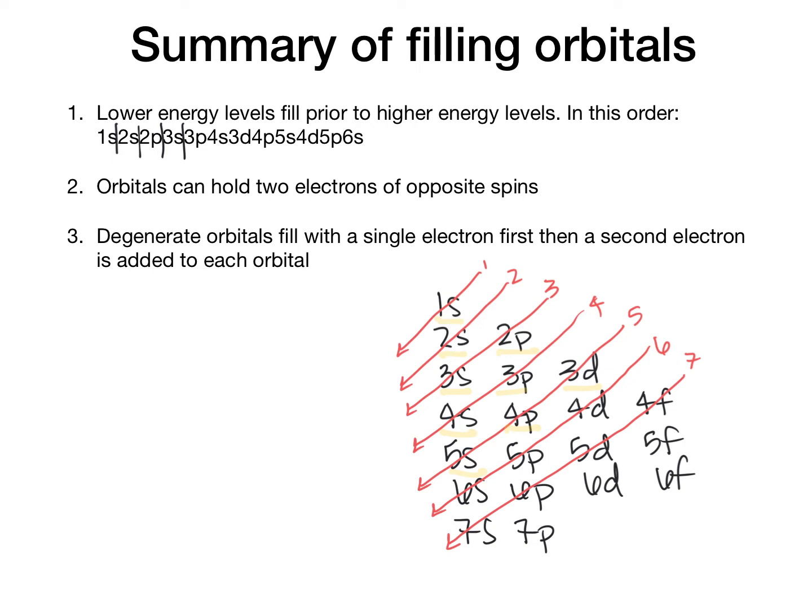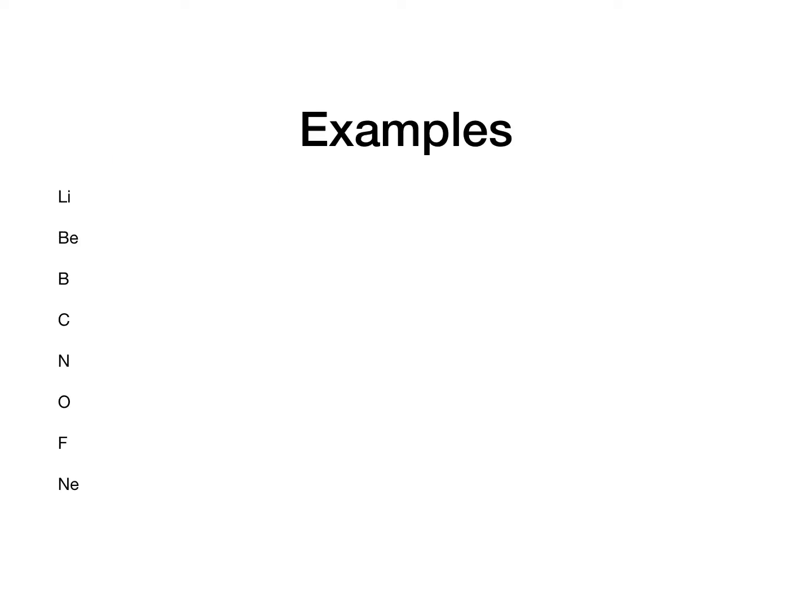There are some tips and tricks based on where elements are located in the periodic table that will help with this, but at some level we need to think about just memorizing this information. So let's look at some examples. We will do a selection of these. You should think about all of them.